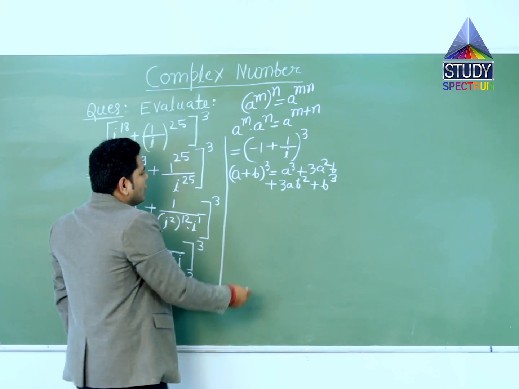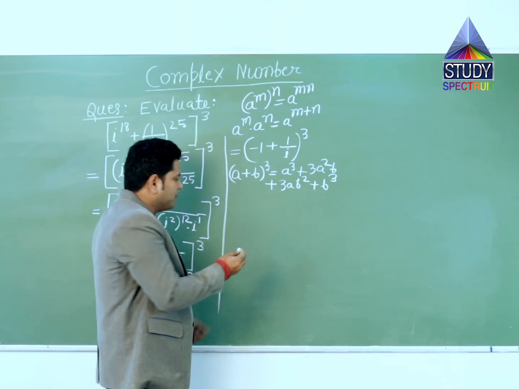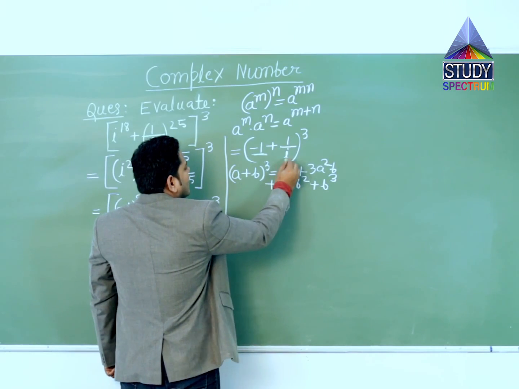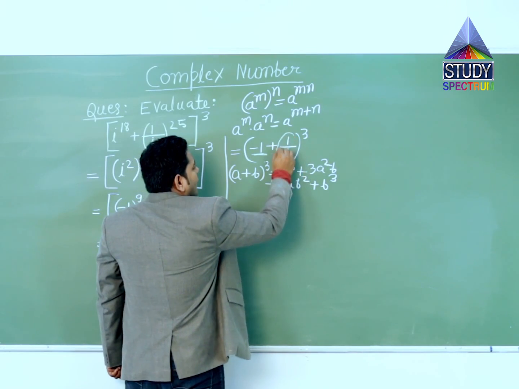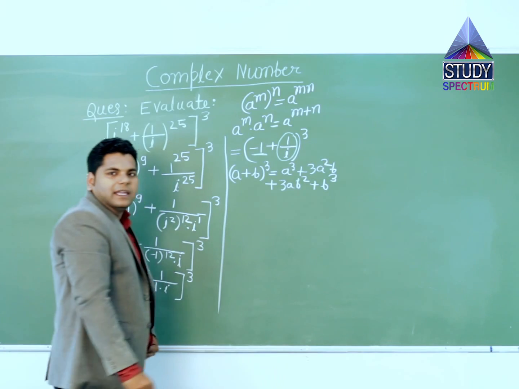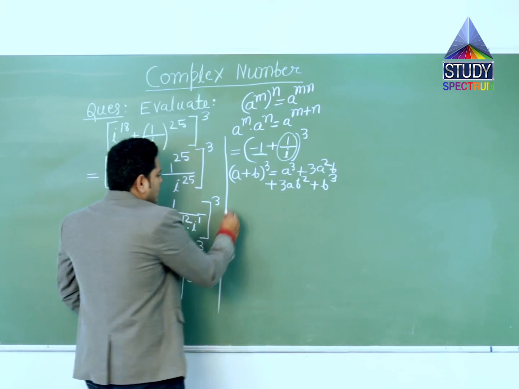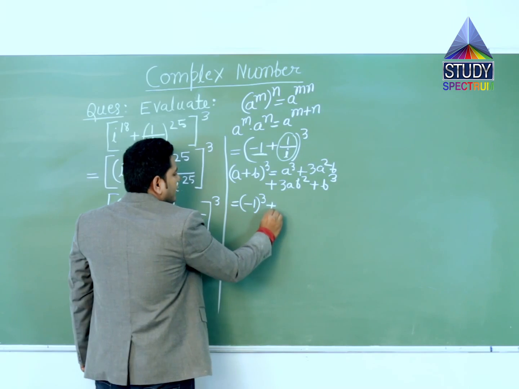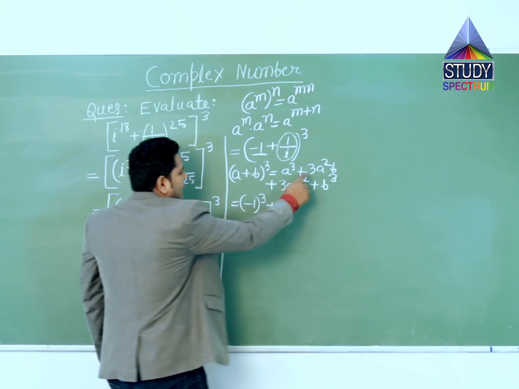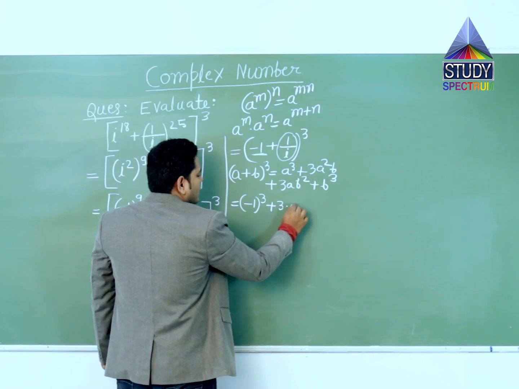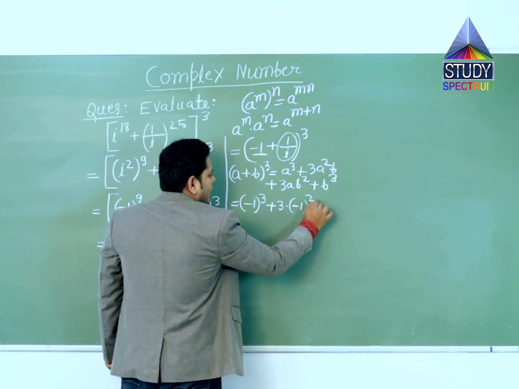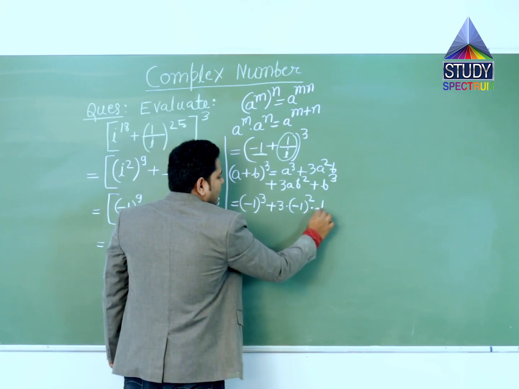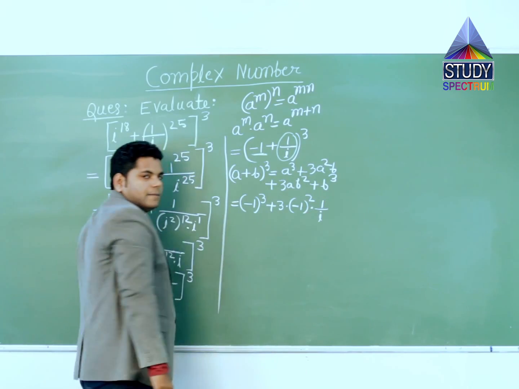Okay. So now in this formula, at the place of a we have minus 1, at the place of b we have 1 by i. So now we can write minus 1 whole cube plus 3a square b, means 3 into minus 1 whole square into b, at the place of b we have 1 by i.